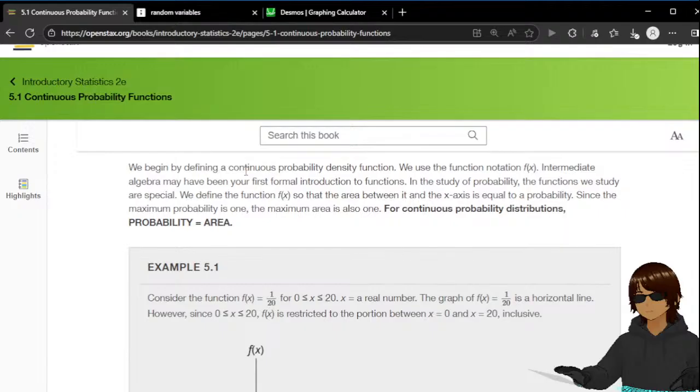We begin by defining a continuous probability density function. We use the function notation f(x). Intermediate algebra may have been your first formal introduction to functions. In the study of probability, the functions we study are special. We define the function f(x) so that the area between it and the x-axis is equal to the probability. Since the maximum probability is 1, the maximum area is also 1. In a continuous probability distribution, probability is equal to area.